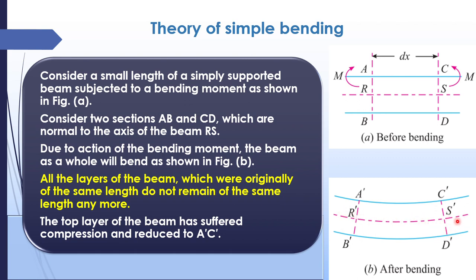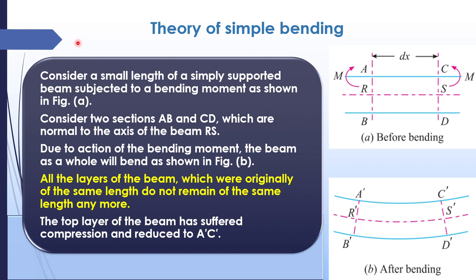That particular point or line is known as the neutral axis. At this point, neither compression nor tension occurs; above it compression occurs and below it tension occurs, according to the loading. Got it? So here RS is equal to R dash S dash, but A dash C dash is less than AC and B dash D dash is greater than BD. So that is the thing.